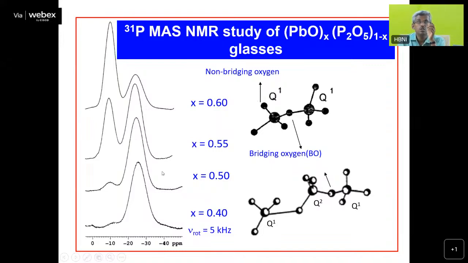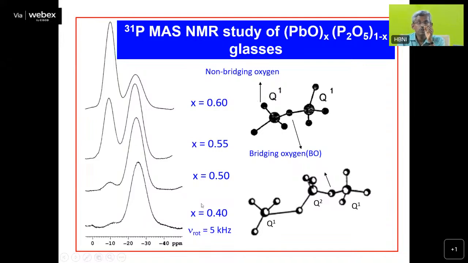structural unit of phosphorus. So in this composition, for example, if you take a composition of 40% lead and 60% P2O5, we have mainly Q2 structural units. You see here the Q2 structural unit. There is no end member, which means it's a circle. See, if you have a long chain, then we should have end members. If you have a circular unit, then we need not have an end member. We have only Q2 structural units. The moment you have end members, it's a linear chain.